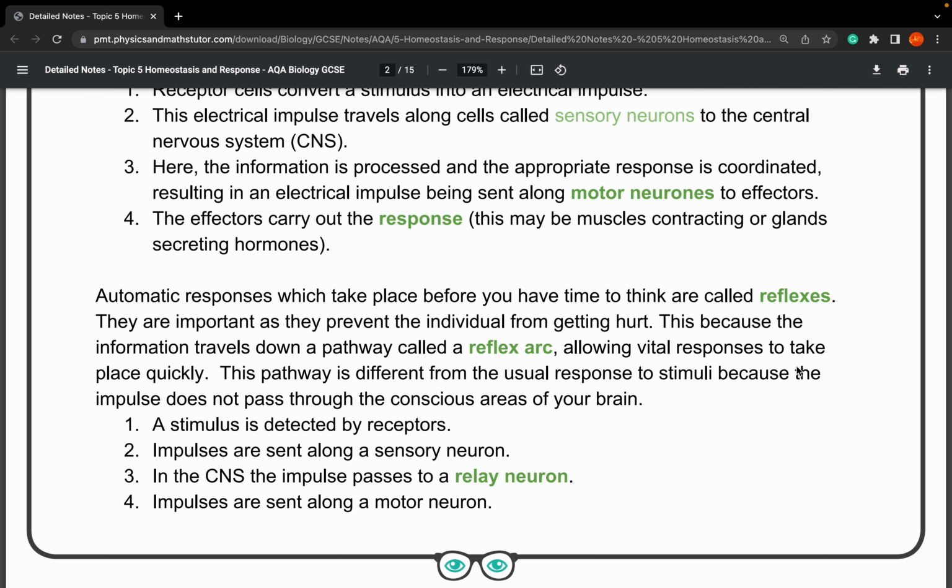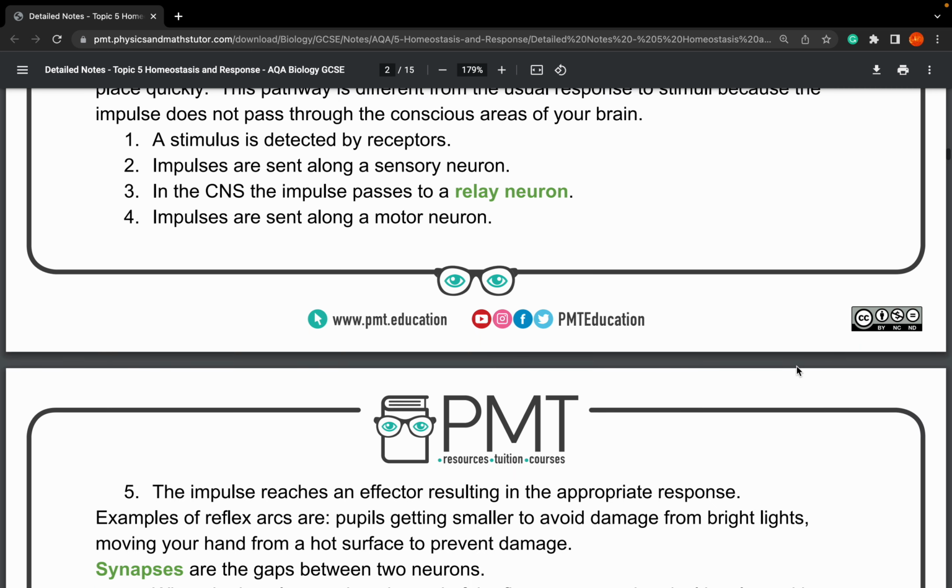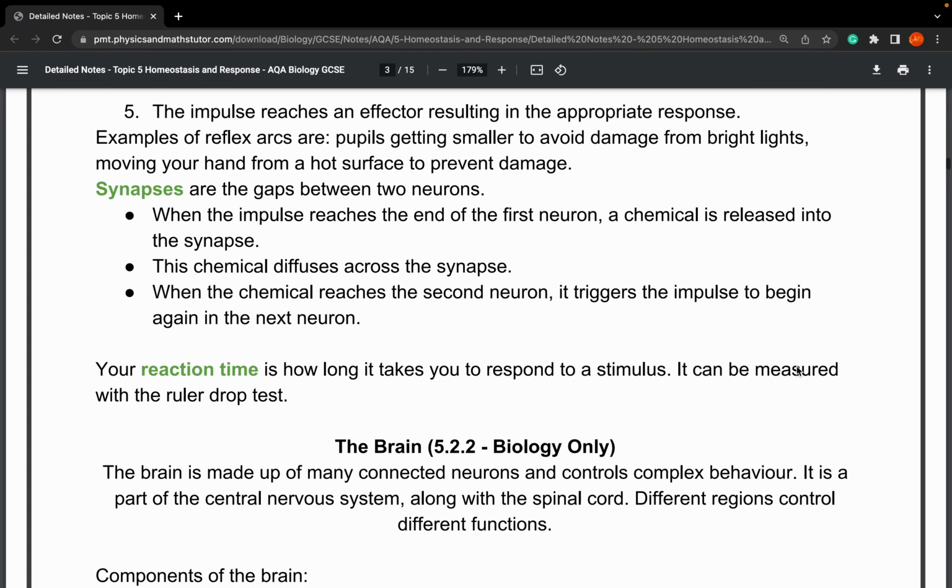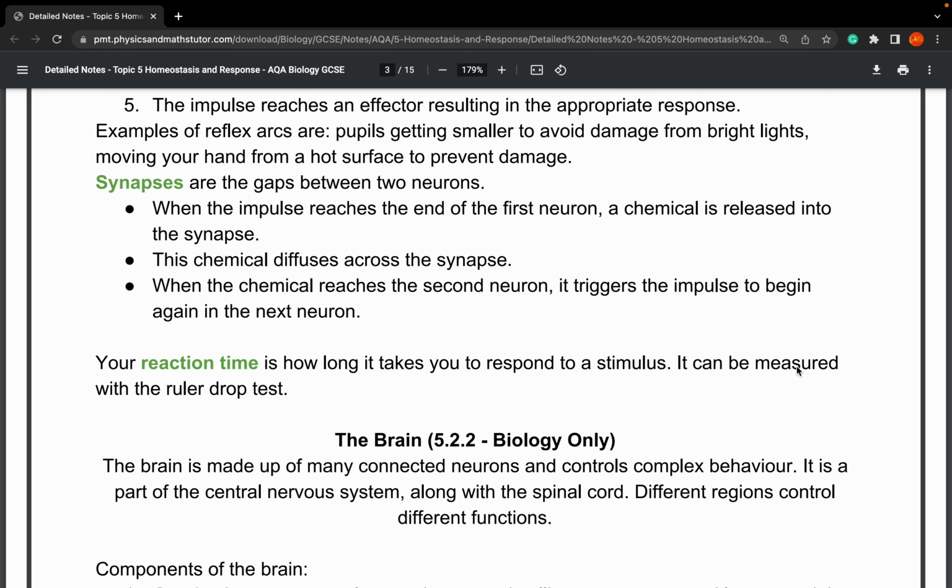Usually it is the spinal cord. And then impulses are sent along a motor neuron. The impulses reach an effector resulting in the appropriate response. Examples of reflex arc are pupils getting smaller to avoid damage from bright lights.